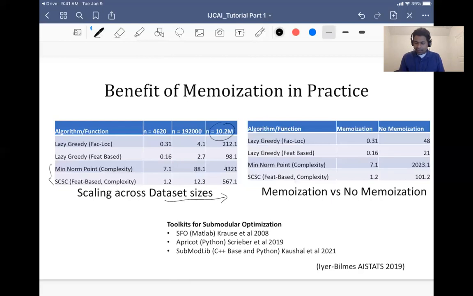But with or without memoization, we see that there is this drastic reduction with memoization. For example, with lazy greedy, with facility location, the time goes from 48 seconds to 0.31 seconds. I think this is for the 4,000 size data sets. Of course, once you go to much larger, 100,000, it won't even run without memoization. So you have to really use memoization.